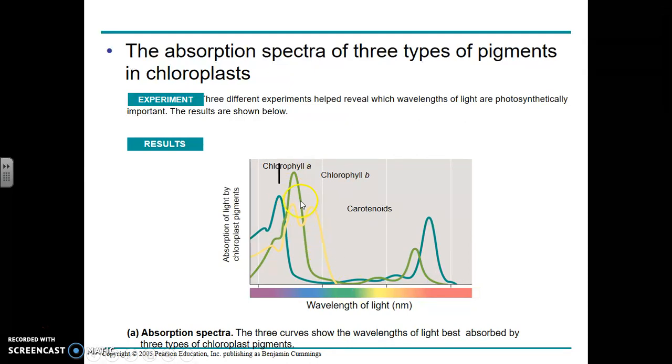And you can see the other pigments. Chlorophyll B has pretty much the same spectrum. It's slightly shifted over, but it's still good in the indigos and purples and blues and the red and orange, and just not as good in the green and yellow. And you'll see the carotenoids here.